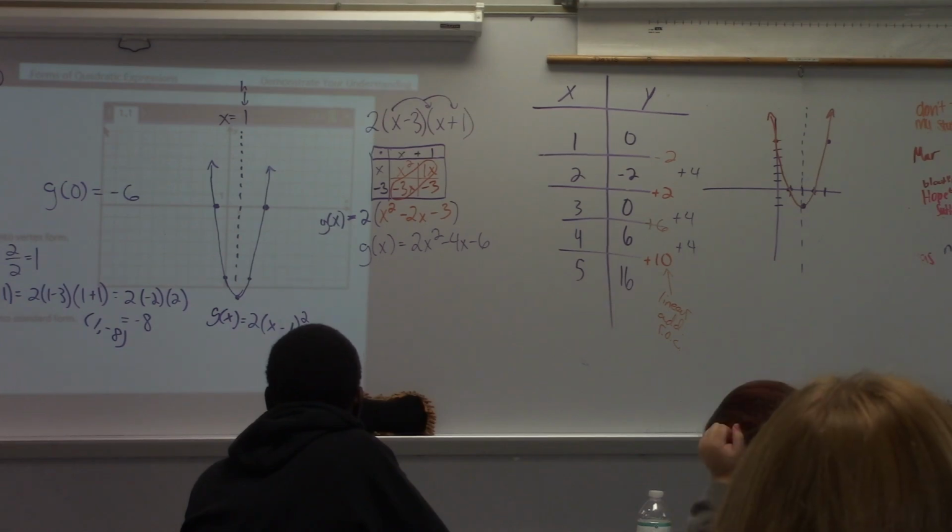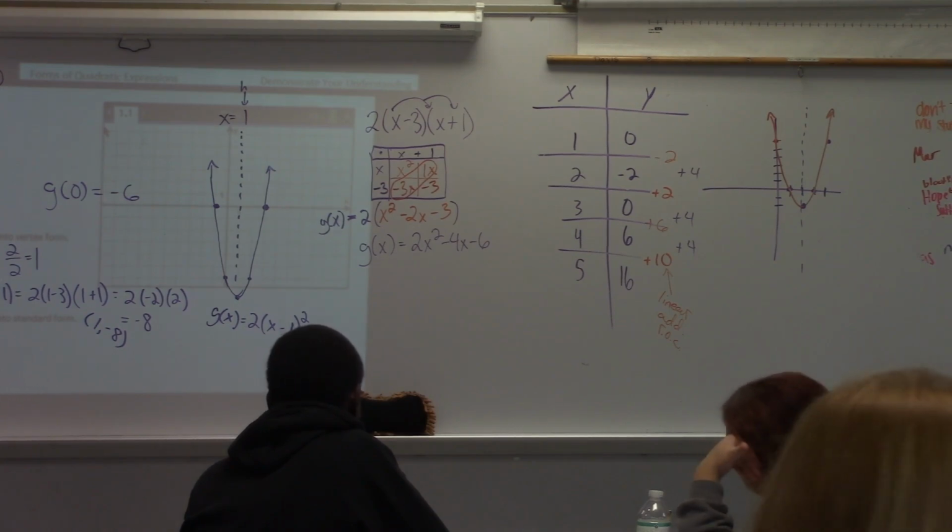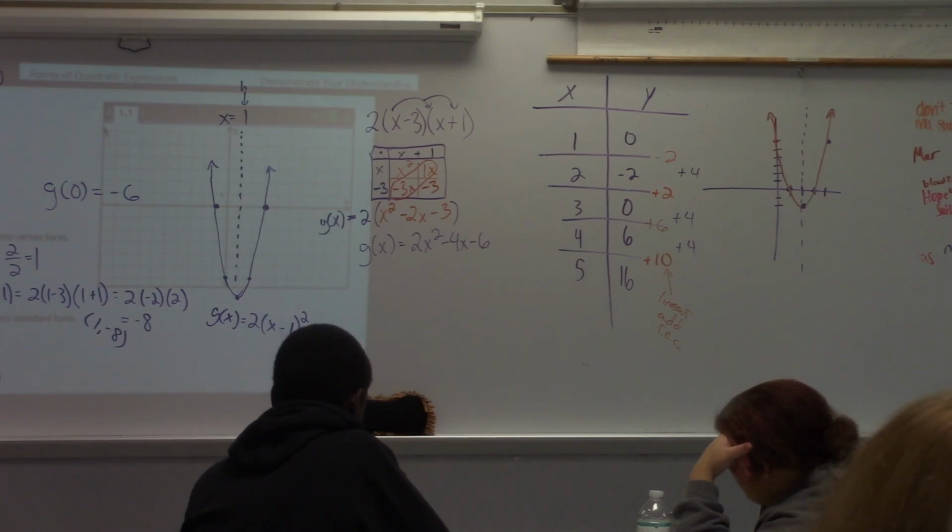I need to use factored? It doesn't matter, I can use any of the three? So, I can use vertex, I can use factored. Technically I can use standard, but have I taught you how to do standard? No, it's a pain to start in standard form.